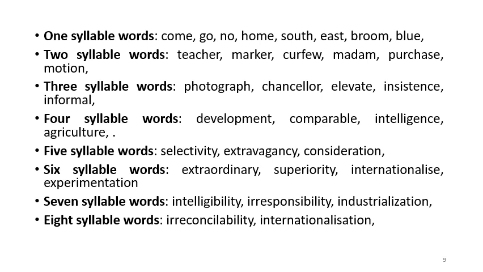Here we give examples of words that have one syllable, two syllables. That is what we call monosyllabic words, disyllabic words, trisyllabic words, and if you like, multisyllabic words, from 3 to 8. We have some examples. Photograph is trisyllabic. One example of four syllables is comparable. For five syllables, we have words like selectivity, extravagancy, consideration. For the 6th level, we have words like extraordinary, superiority, internationalize, and what have you. For the 7th level, we have words like intelligibility, irresponsibility, industrialization. For 8th level words, we have examples like irreconcilability, internationalization, and what have you.